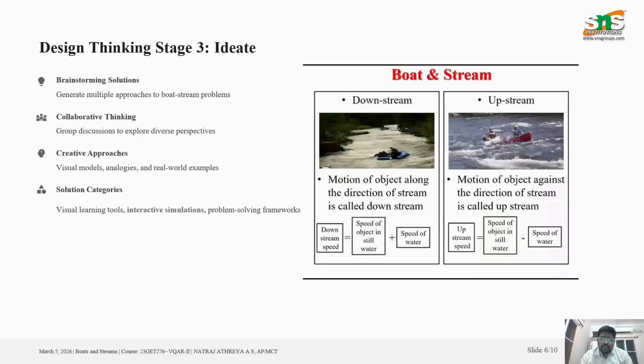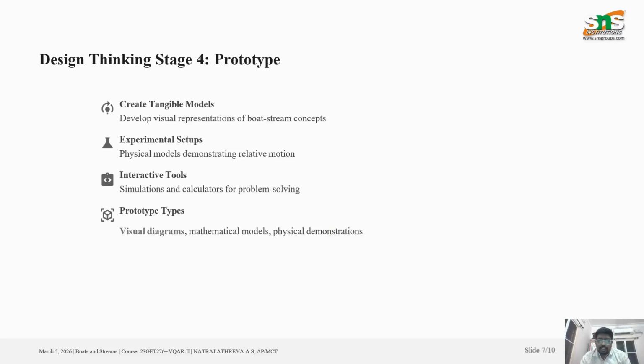Okay. Then what are different perspectives? To identify different perspectives, we need group discussions with diverse students, to get their different opinions and then to see what the different ways to solve that are. To get creative approaches, it will be better to have visual models, analogies, and some real world examples. Solution categories are visual learning tools, interactive simulations, and problem solving frameworks. So we have seen the downstream and upstream here, right?